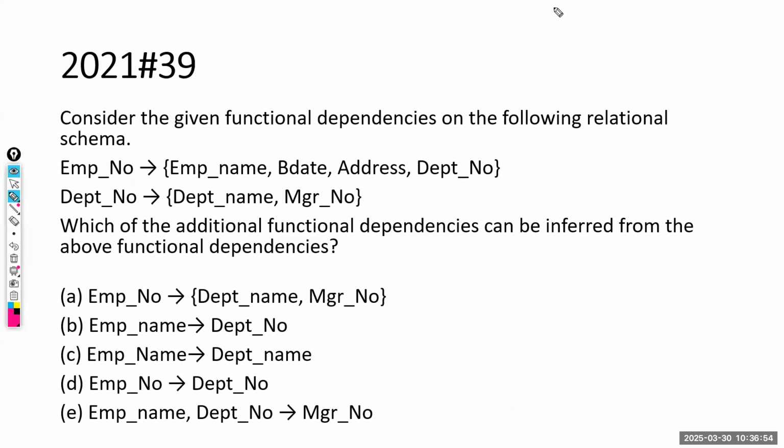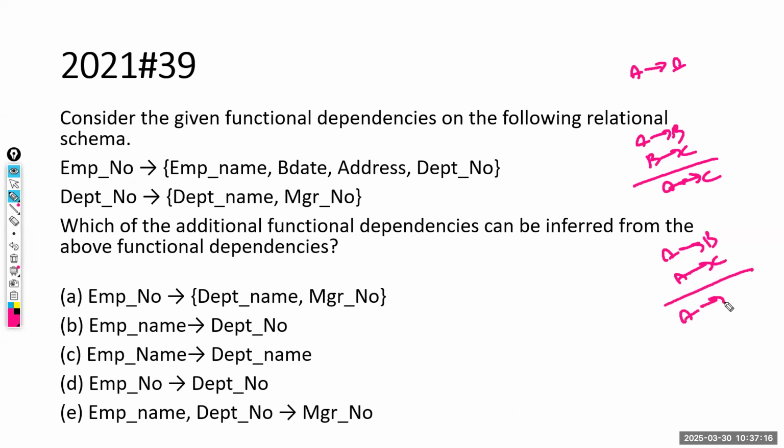Okay, so let's do it. So employee number determines this. Okay, well, let's again write down the axioms. If A determines B and B determines C, then A determines C. If A determines B and A determines C, then A determines BC. If A determines BC, then we can say A determines B and A determines C. And if A determines B, then AC determines BC. Those are the rules, okay?